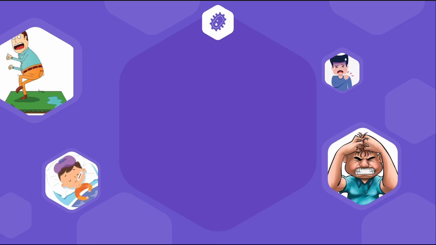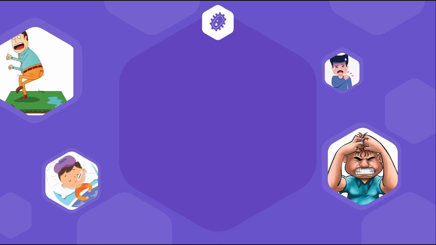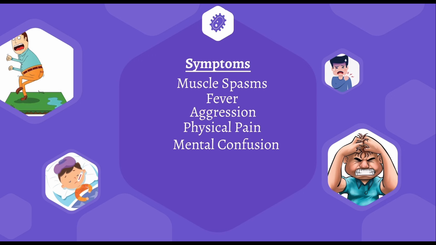After the incubation period, symptoms will develop, and once they do, the disease is 100% fatal. Rabies virus affects the brain and spinal cord, so it causes neurological symptoms. Some symptoms include muscle spasms, fever, aggression, physical pain, mental confusion, hydrophobia, and paralysis.